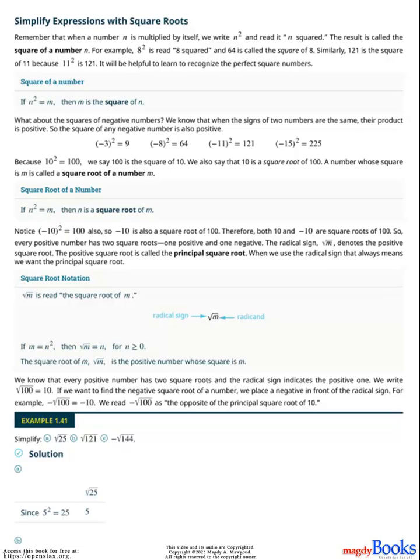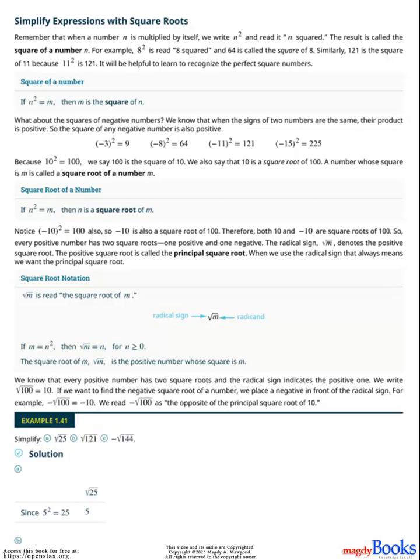(-3) squared equals 9. (-8) squared equals 64. (-11) squared equals 121. (-15) squared equals 225.